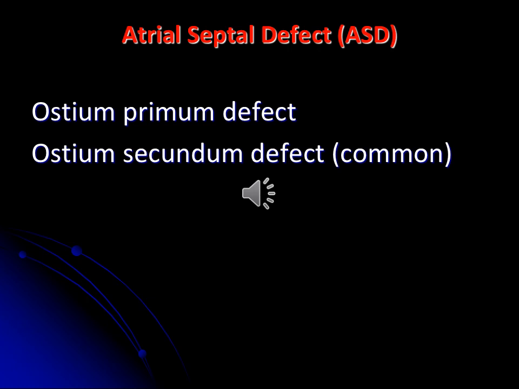As we have studied the development of the interatrial septum, now let us say, what if something goes wrong? The septum primum may not reach the endocardial cushions, or when it detaches itself from the roof of the common atrium, the ostium secundum may be large.